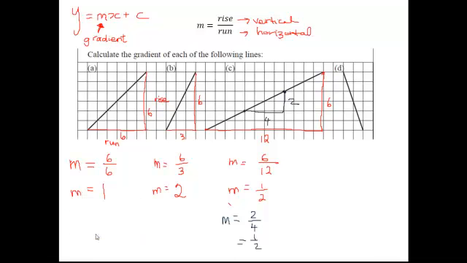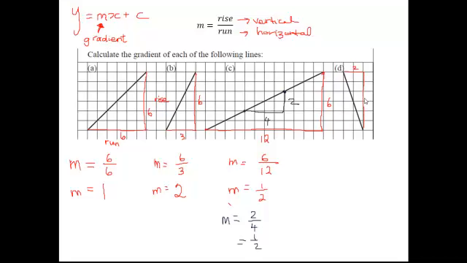Now D, you should recognize, hopefully, from the previous slide, that it is going down. So this is going to have a negative gradient. What happens when we have a negative is our run is 2. We always go across from left to right. But now we actually have to go down.